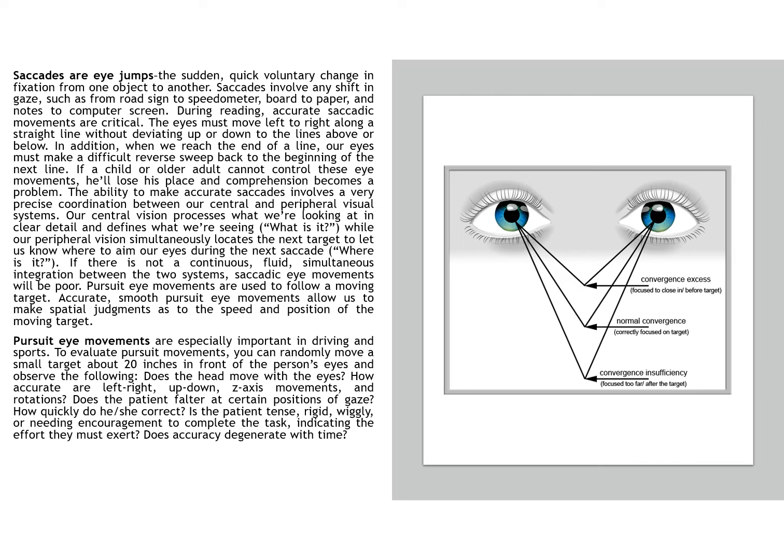If a child or older adult cannot control these eye movements, he or she will lose his place and comprehension becomes a problem. The ability to make accurate saccades involves a very precise coordination between our central and peripheral visual systems.